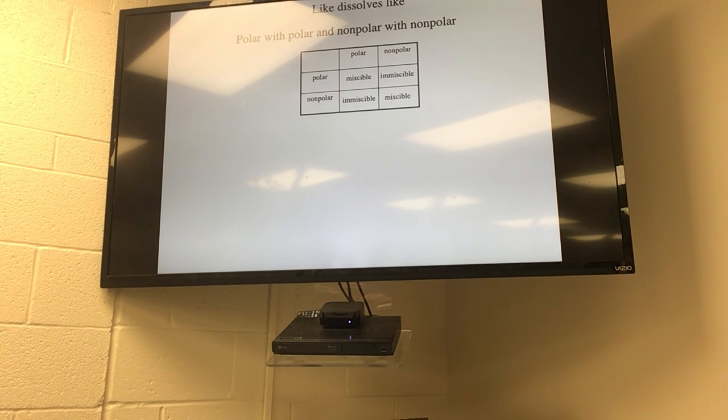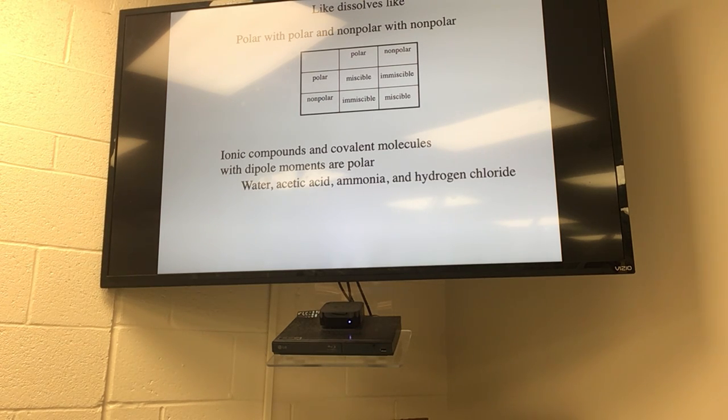So this is what it's talking about. Like dissolves like. If it's the same type of compound, then they will be miscible with each other. Ionic compounds and covalent compounds with dipole moments are polar. Ionic are polar because of the ionic. So here we have water, acetic acid, ammonia, hydrogen chloride. These are all covalent compounds that would have dipole moments. Any of these would dissolve ionic compounds because they are polar.